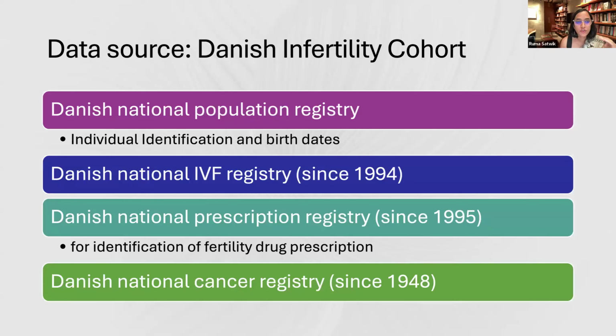And so they tap into 4 different registries to create what is known as the Danish infertility cohort. One is the National Population Registry, which gives you a timeline of birth, when it happened, the gestational age. Second, it has an IVF registry, which it maintains since 1994 very meticulously. So you know whether this was IVF, whether this was ICSI, whether this was frozen embryo transfer versus whatever. And you have the National Prescription Registry, which is, again, it defies all imagination.